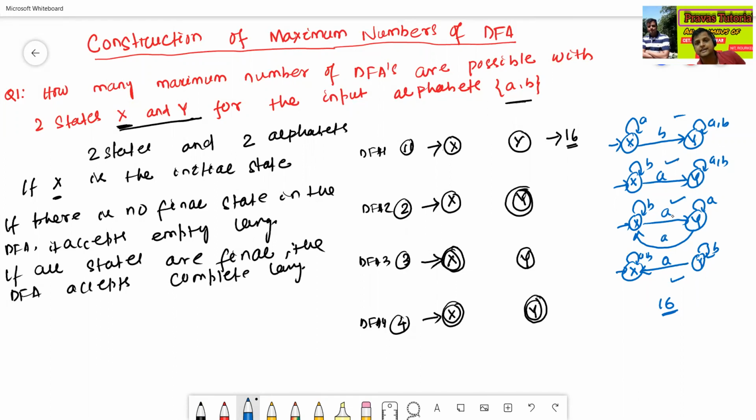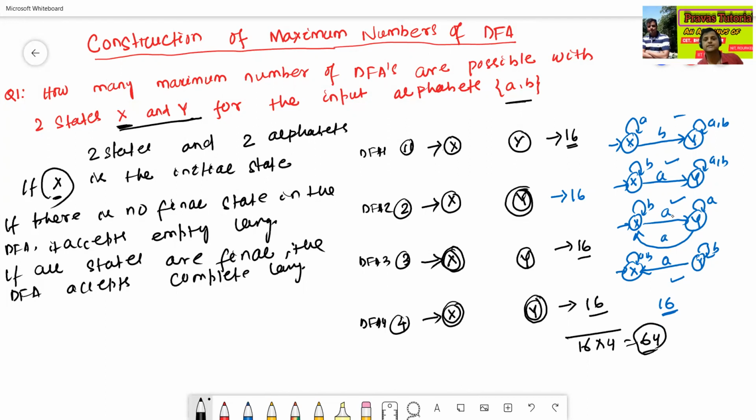Similarly, in the second case we can construct 16 DFAs, in the third case 16 DFAs, and in the fourth case 16 DFAs. So the total number of DFAs is 16 into 4 equal to 64. Total 64 DFAs are possible if X is the initial state.